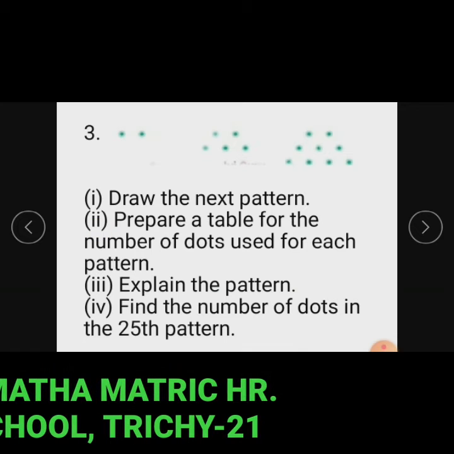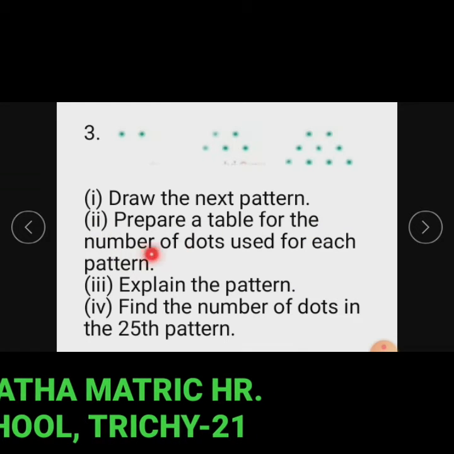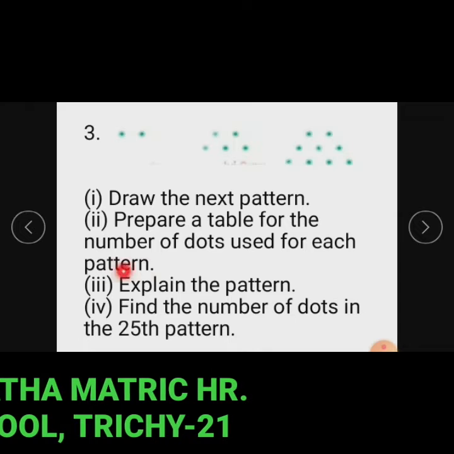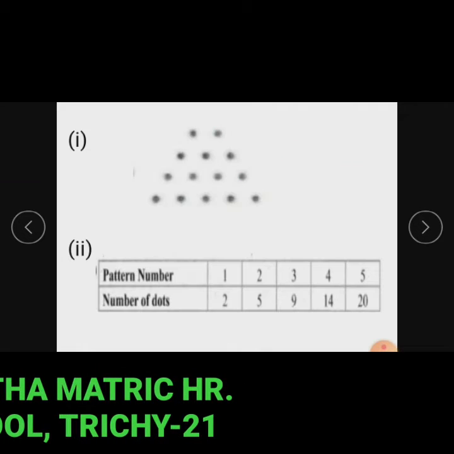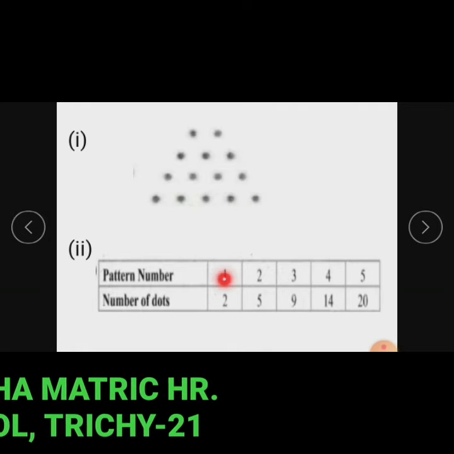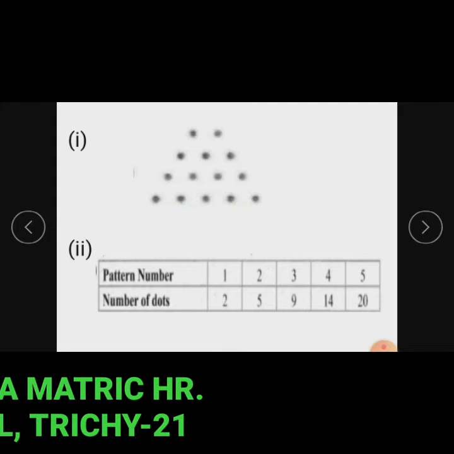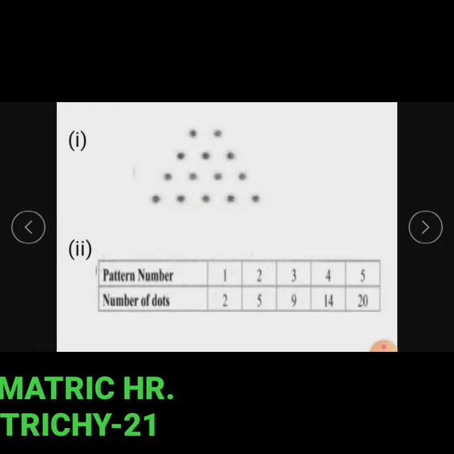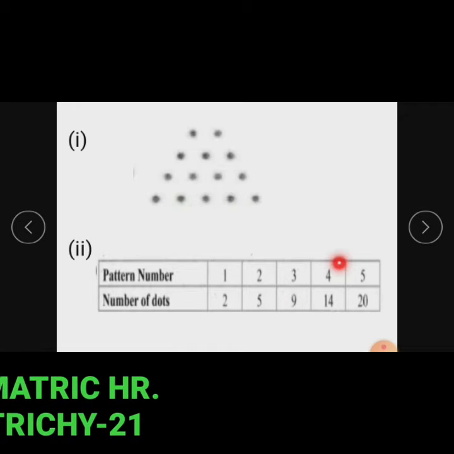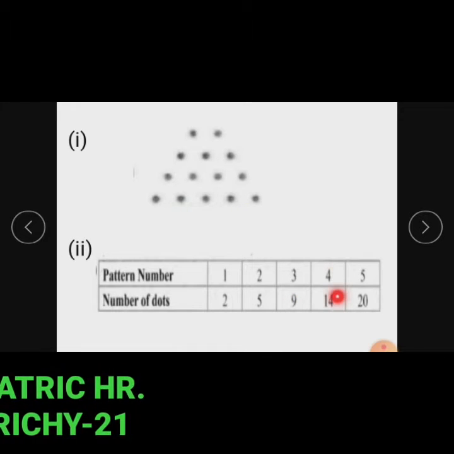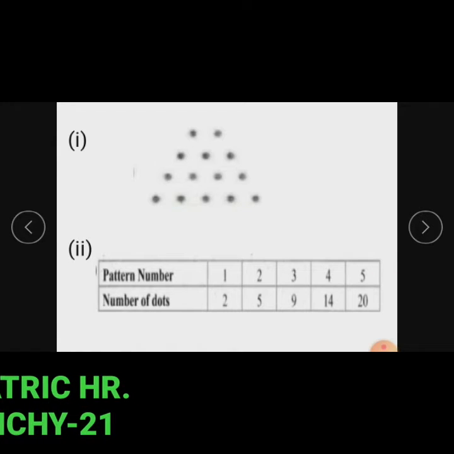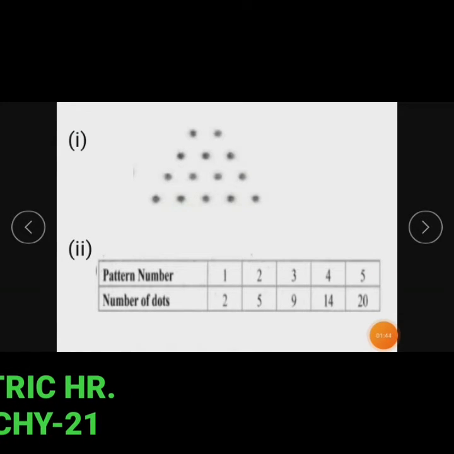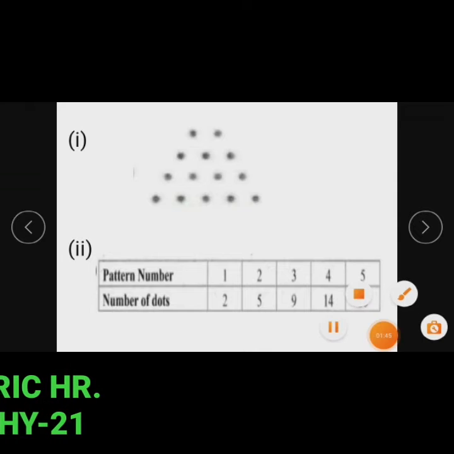Question number 2. Prepare a table for the number of dots used for each pattern. In pattern 1, 2 dots, in pattern 2, 5 dots, in pattern 3, 9 dots, in pattern 4, 14 dots, in pattern 5, 20 dots are there.